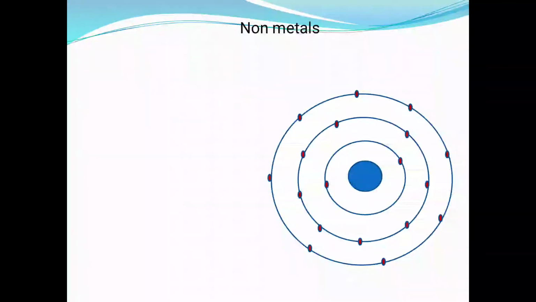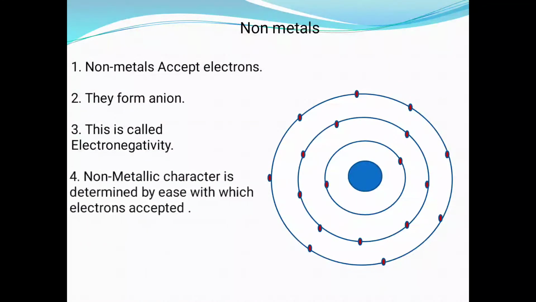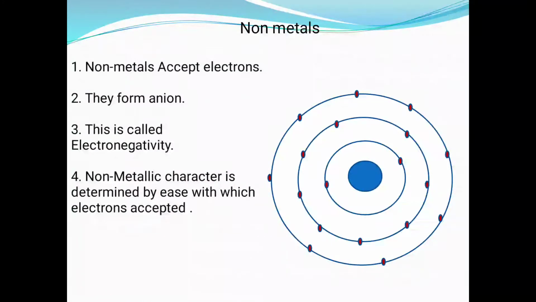Let's see the statements. So non-metals accept electrons, they form anions. This is called electronegativity. Non-metallic character is determined by the ease with which electrons are accepted. So in the case of chlorine, the chlorine has to accept one electron, right? But some other elements have to accept 2 electrons. Some of them have to accept 3 electrons to complete their octet. So the easiness of acceptance of electrons goes on reducing here, right?